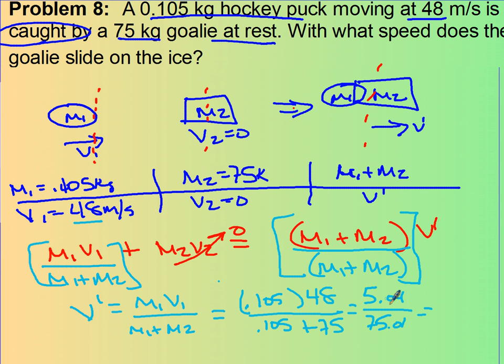So I'm going to put in my calculator 5.04 divided by 75.01, and I get an answer of 0.671 meters per second. Box my answer. Always show as much algebra as you need to show.